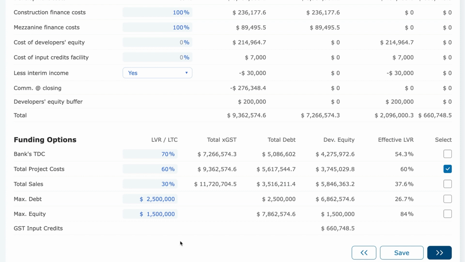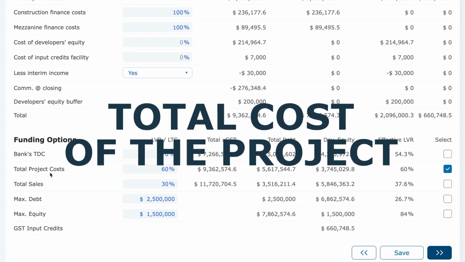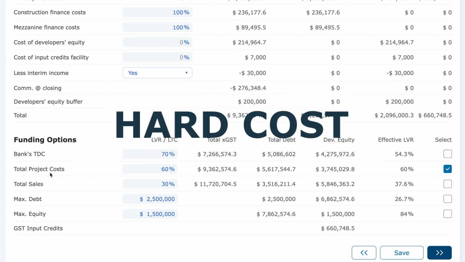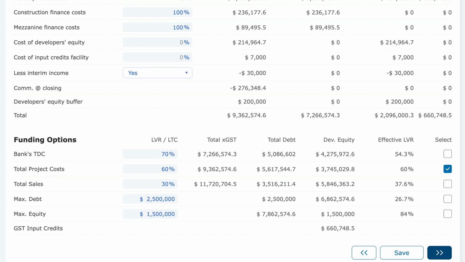So you can understand, it is very common to have the bank TDC percentage as a percentage of the cost and sales. Usually you would find two: as a percentage of cost or as a percentage of sales. But this is a further granular breakdown, because you can go with the total cost of the project, or you can go with just the hard cost of the project, and so on. And you can select any one of them to use.